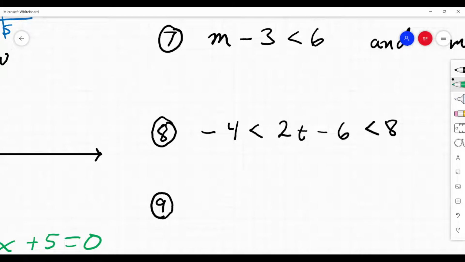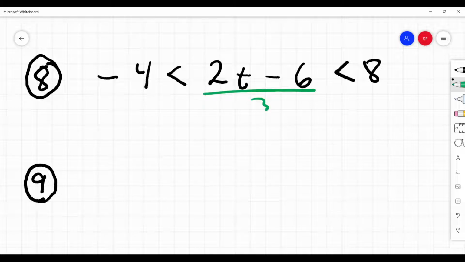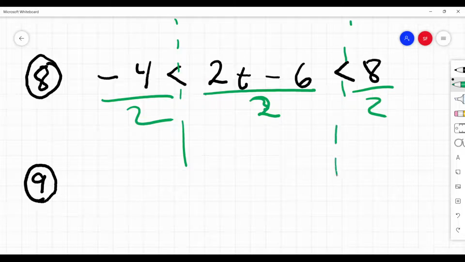What is your goal on this problem? Same as the green one. To get t by itself. That's right. That's my goal. So what am I going to get rid of? The 2. How is that 2 attached to the t? Multiply. So how would I get rid of it? By dividing all the sides by 2. There's 3 sides now instead of just 2.